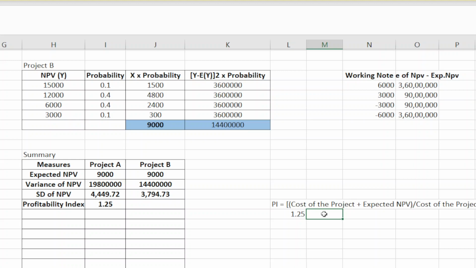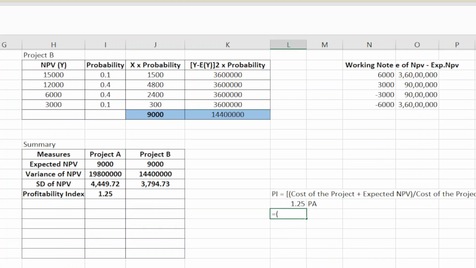Now for project B, I need to do the same once again. It is equal to the cost of the project, which in this case is not 36,000. How much is it? Go back, let's see the question. Project B is 30,000. Plus expected NPV, how much is it? Expected NPV we have calculated. Once again in this case it is 9,000 itself, students, divided by the cost of the project, again 30,000. So in this case how much will it be? 1.3. Correct?